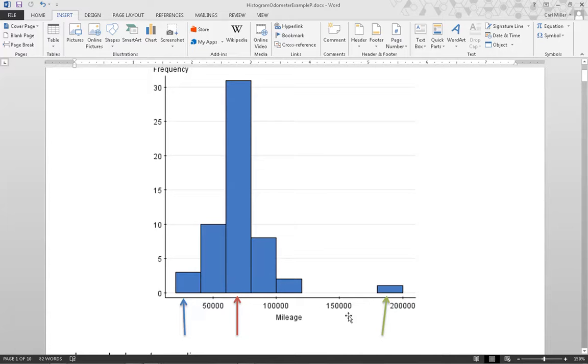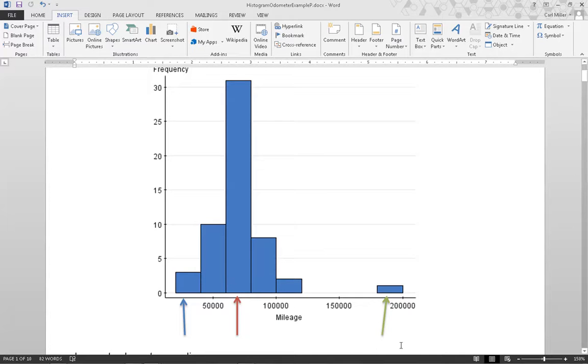Similarly, the largest mileage on any vehicle is where the rightmost rectangle is located, the green arrow. This is going to be between 180,000 and 200,000 miles. The most common value is where the tallest rectangle is located in the histogram. This is where the red arrow is pointing. This is from 60,000 to 80,000 miles.